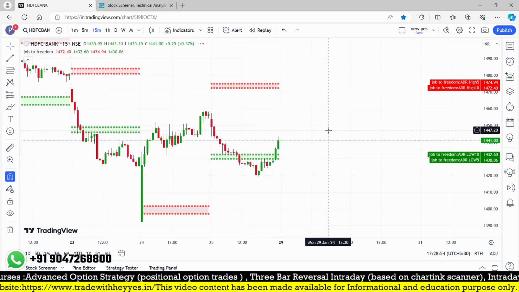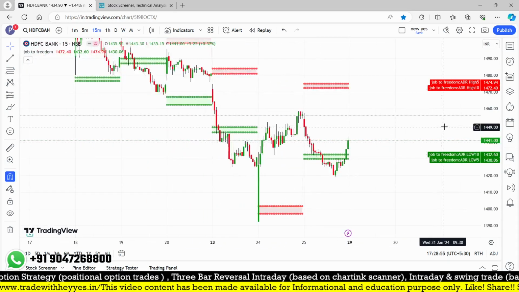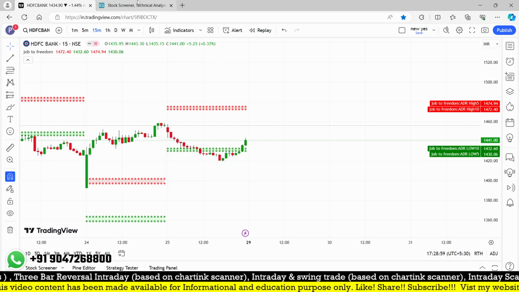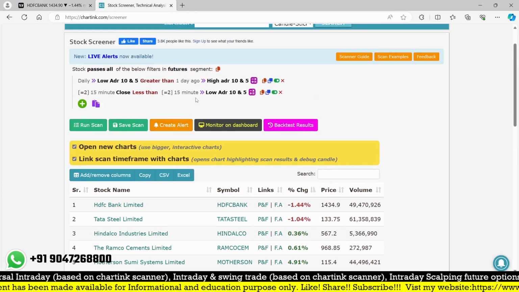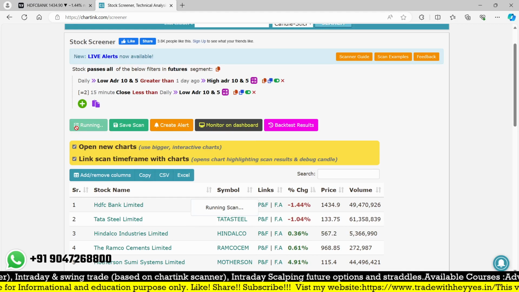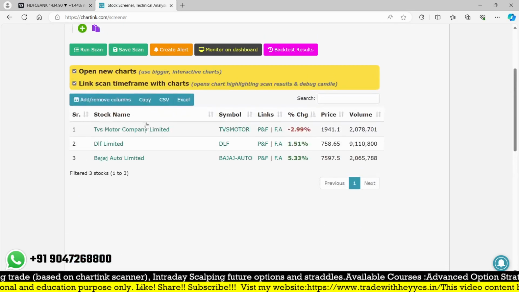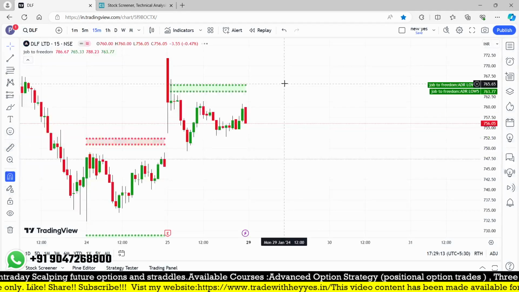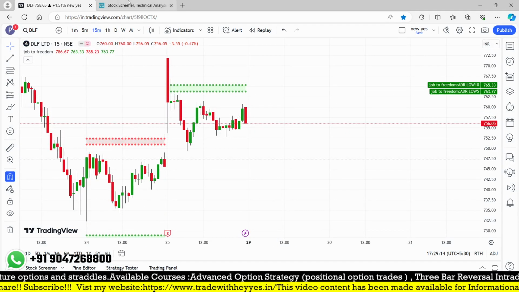HDFC Bank, entirely higher than this. But what happened in the second 15 minutes candle? That did not happen. Sorry, yeah, we should use only daily. That one, the daily value, right? Okay, second 15 minutes, DLF, but it already crossed in the first candle and the second candle also is less than this. So why is it showing you?